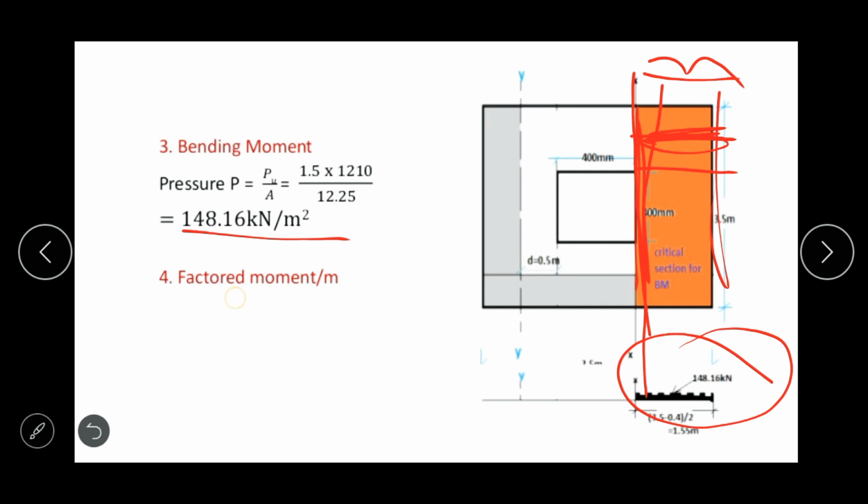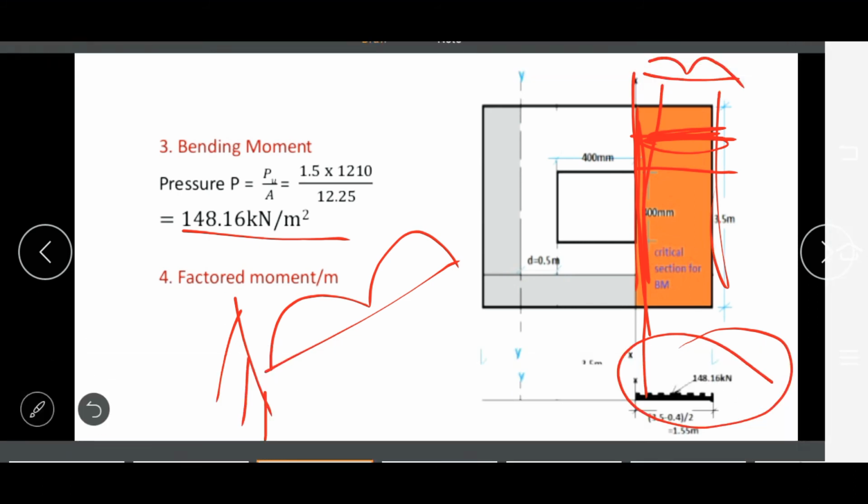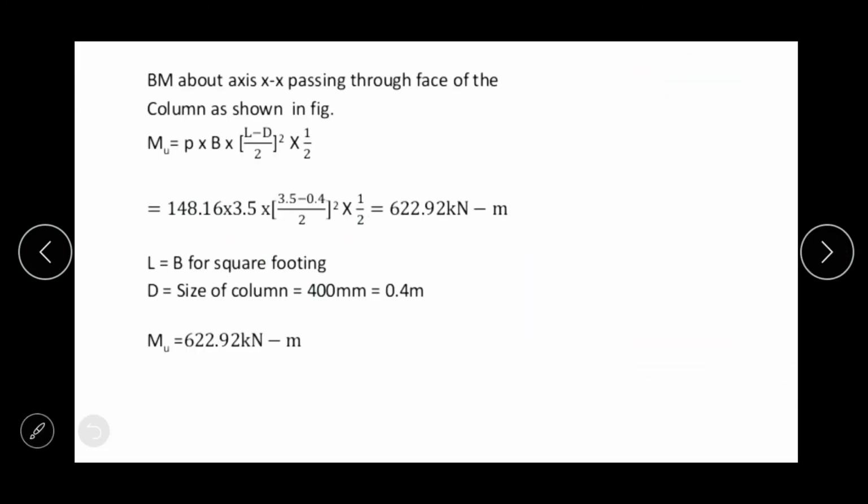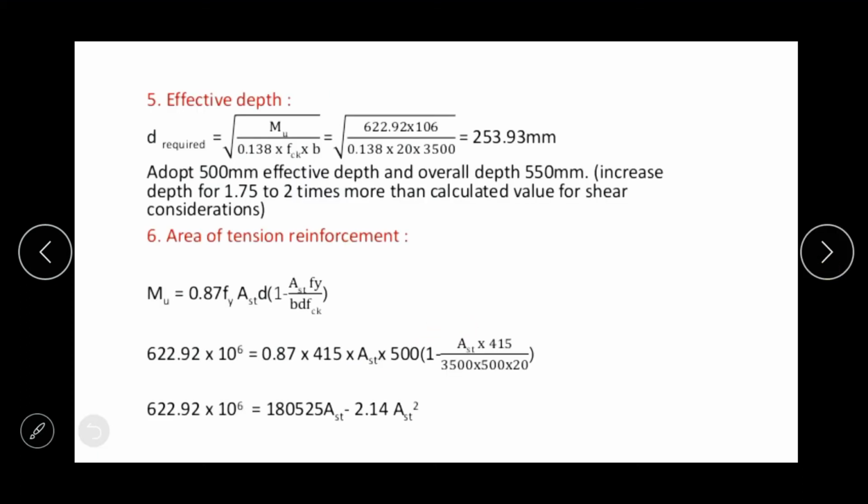So the maximum bending moment for a cantilever beam at the fixed end under UDL is WL square by 2 or PL square by 2. So here total load is equal to stress into area, and the length is also calculated here. Already I have discussed this in my first video. So bending moment here is 622.92 kilonewton meter. Here the length is equal to (B minus D) by 2, where B is the size of the square footing and D is the size of the column. B is 3.5 meter. Now come to the next step.